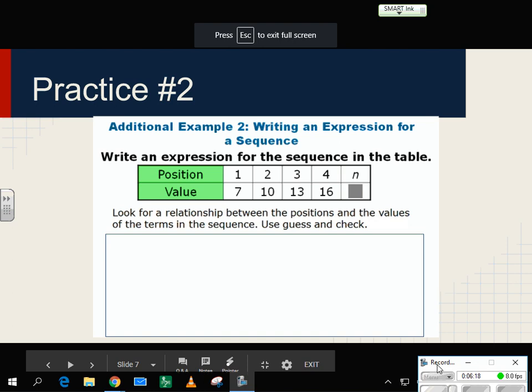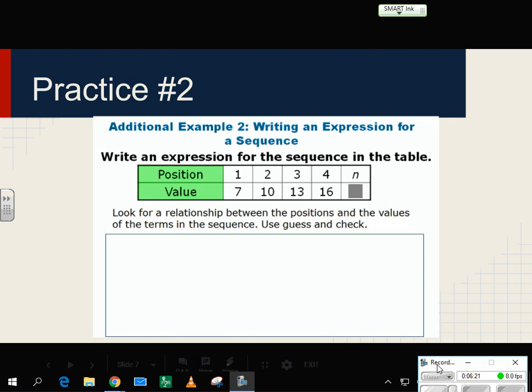Let's look here at practice 2. Sometimes your sequences are going to need multiple steps to be able to figure it out. So let's say you're looking for a relationship here between the positions and the values. So whatever position you're in, how much is it worth? So you first have to start using some guess and check. So how do you get from 1 to 7? You have to think what operation gets you up higher. You could add 1 plus 6, then try it on the next one.